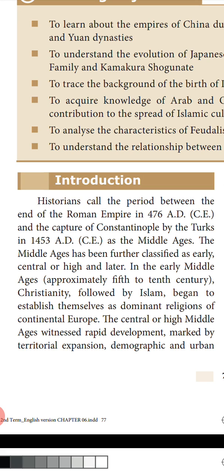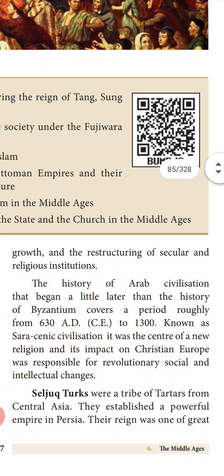At that time, in the 6th century, a new religion, Christianity, flourished, followed by Islam, and they began to establish themselves as dominant religions of the European continent. The Central Middle Ages, otherwise known as the High Middle Ages, witnessed rapid development marked by territorial expansion, demography and urban growth, and the restructuring of secular and religious institutions.